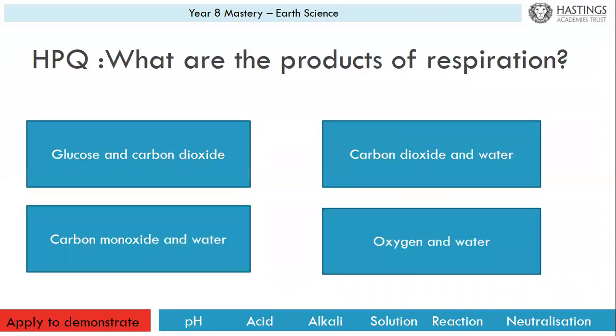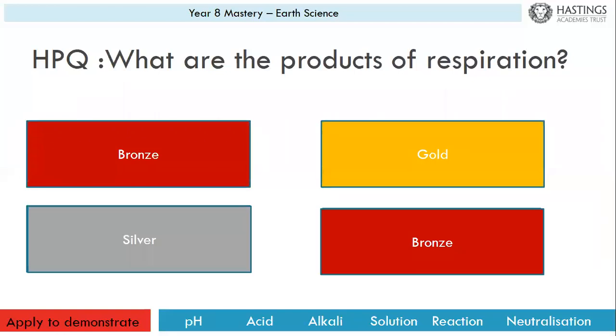Right. Now that we've done all that practice, there's a hinge question for you to do. What are the products of respiration? And you'd go through and choose which one you think it is. So you'd write down the correct answer. If you don't have time, you can pause just now, but the answers are flashing up on the screen. If you got that right, you can go ahead and do the gold task. If you found it a little bit tricky, you can do the silver task. And if you just need some more practice, you can do the bronze.